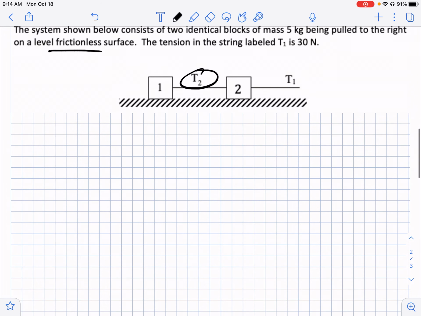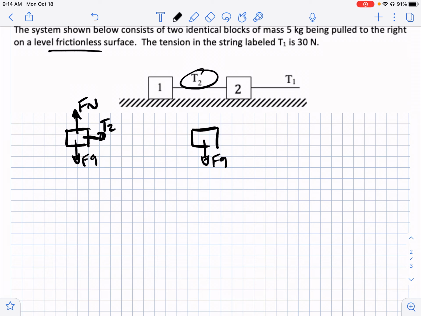So to start this out, we'll go ahead and make our free body diagrams of our two objects. So we have object 1 and object 2. Object 1, we have Fg down. We have the normal force going up. And then we have the tension T2 to the right. Now it told us there was no friction here, so we're done. Now object 2, you also have your Fg going down, your normal force going up. We have T1 to the right, and then we have T2 to the left.